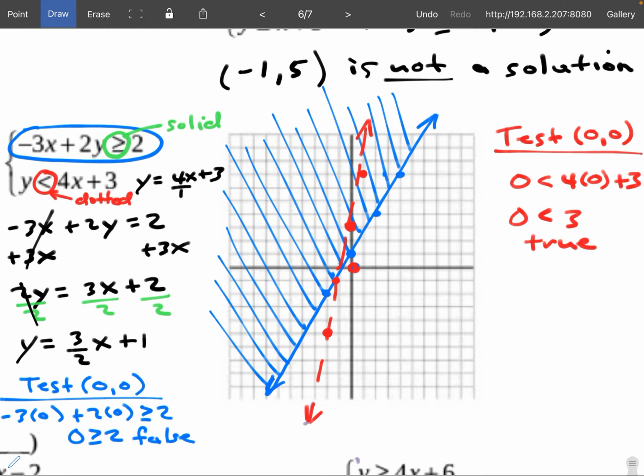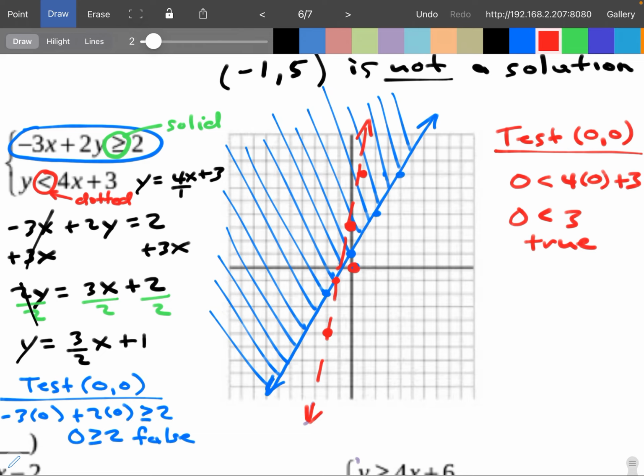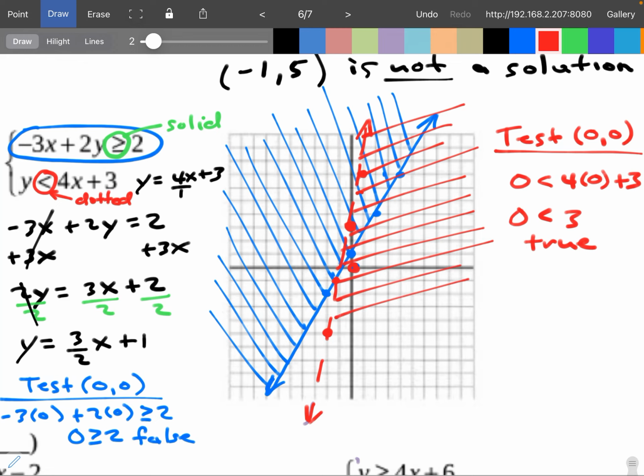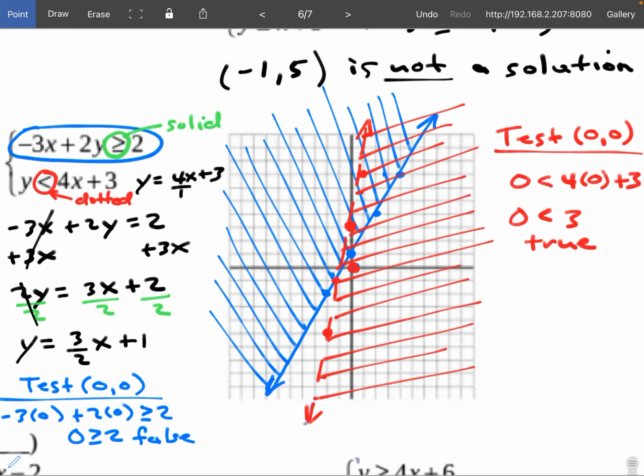4 times 0 plus 3. 4 times 0 is 0. So the right-hand side is just going to be 0 plus 3, which is 3. The left-hand side is 0. Is 0 less than 3? Yes. That's true. So then I shade the side where I pick the point. So I picked the point over here. So that means I got to shade the right side of that red dotted line.